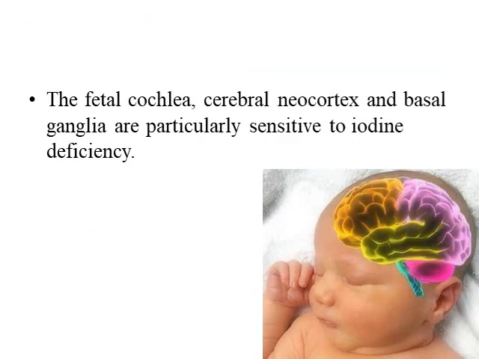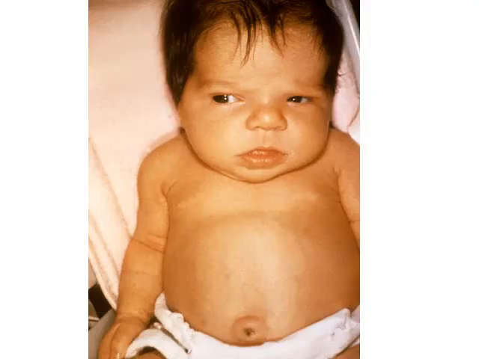The parts of the fetal brain which will be affected by the iodine deficiency are the fetal cochlea, the cerebral neurocortex, and the basal ganglia. These babies, as you see, will have a problem. They will have cretinism. They might have poor cognitive development, poor IQ, and also cerebral palsy may develop in them.